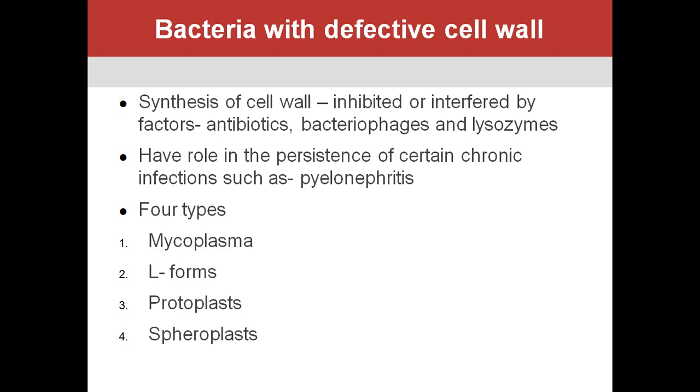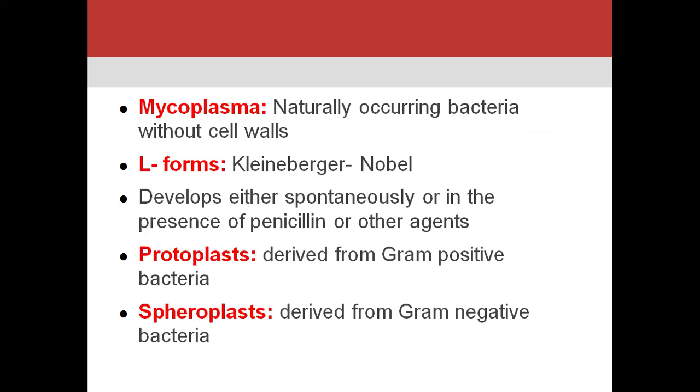Bacteria without cell walls are mainly of four types. The first one is mycoplasma, the second is L forms, the third is protoplast, and the fourth is spheroplast. What is mycoplasma? Generally, they are naturally occurring bacteria without cell walls. They are classified as a separate genus. They do not require a hypertonic environment for their maintenance, and they are stable in culture medium.